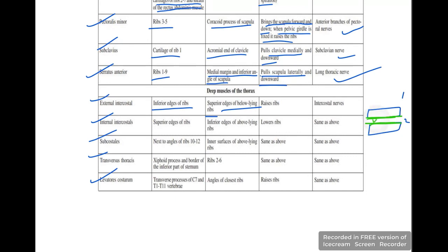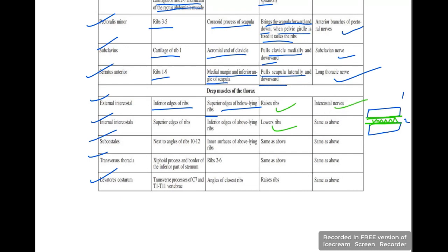Now here is the external intercostal muscle. And where is the internal intercostal muscle? Superior edge of the rib and inferior edge of the above lying rib. But it is external and internal. Both the terms are similar, but the position is different: one is external, one is internal. Now external, what does it do? It raises the rib. And internal, what does it do? It lowers the rib. Now its innervation is the intercostal nerves.